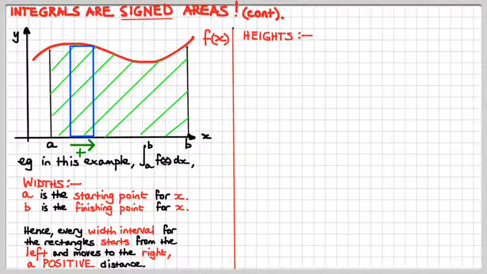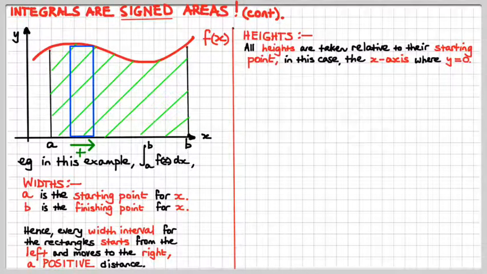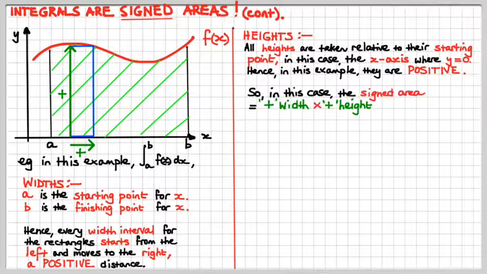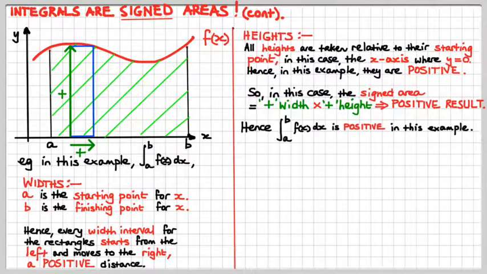Now, regarding this example here again, if we're looking at the heights of these rectangles, the blue rectangle is an example of which the heights are taken relative to their starting point. And in this case, the starting point is the x-axis, or where y equals 0. So in this example, the heights of the blue rectangles will also be positive, as I've shown you here. Therefore, each signed area of each blue rectangle is going to be a positive width times a positive height, which gets you a positive signed area as a result.